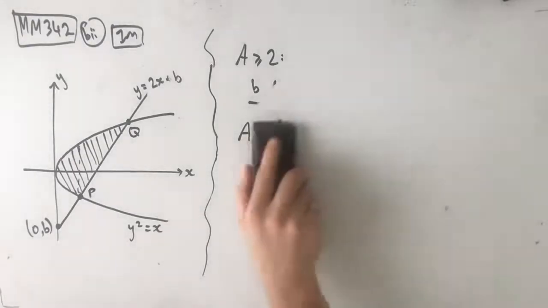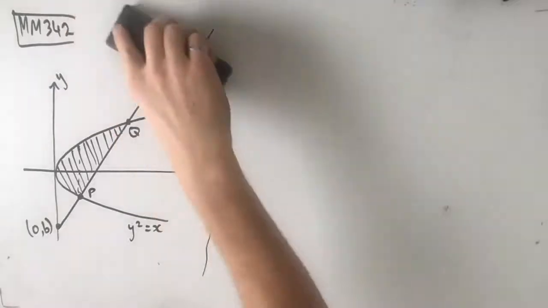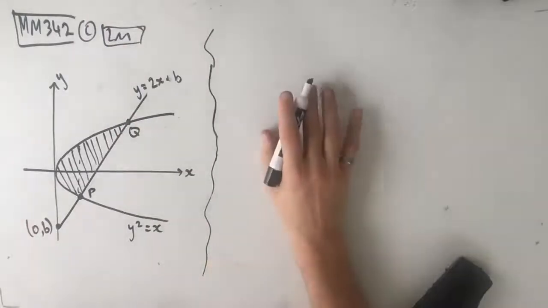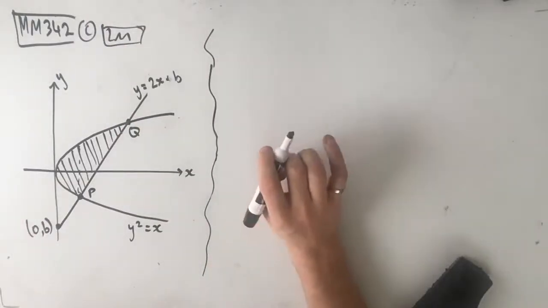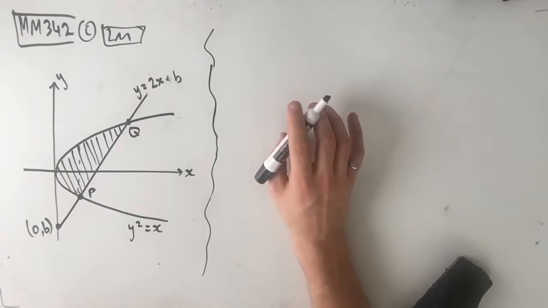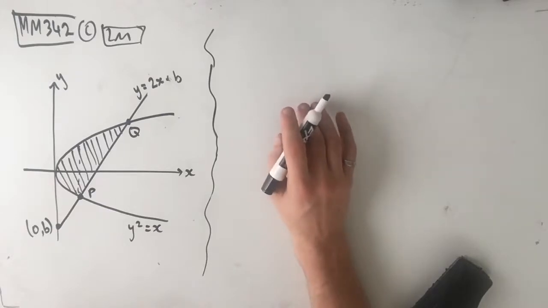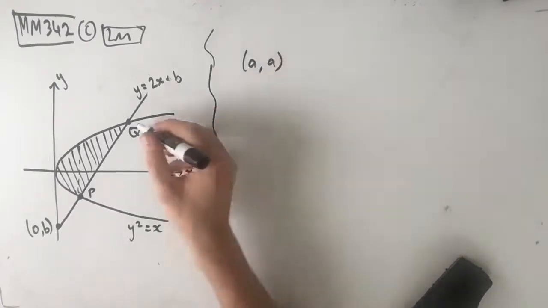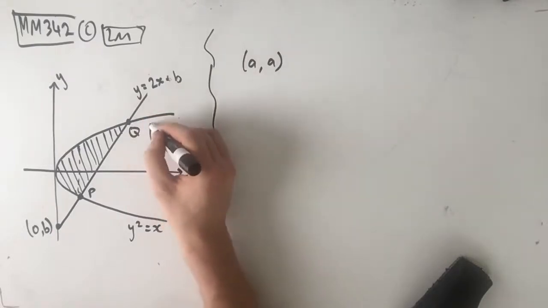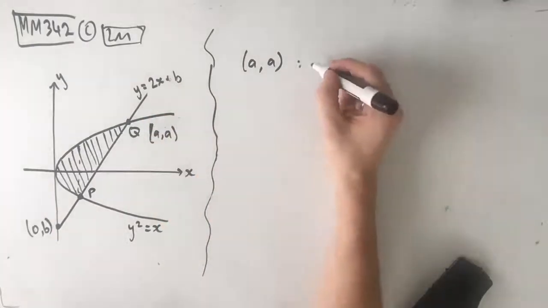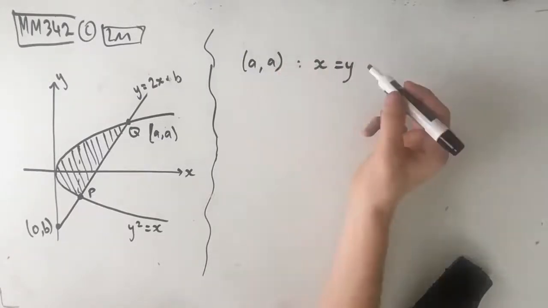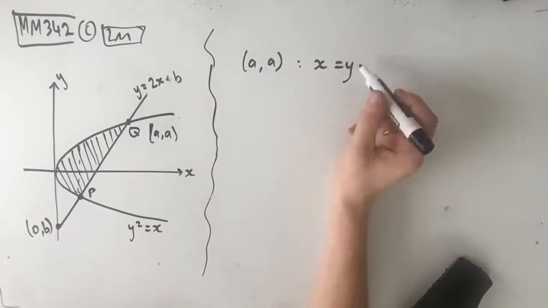Part C is a 2-mark question. It says a value for B is chosen such that Q lies on the point (A, A), where A is a positive real constant. Find this value of B and state the value of A. All right, awesome. So we know that Q is at (A, A) in this section, which means that our X value is the same as our Y value, right? Because if it's at (A, A), both of these are the same, which means that X equals Y, right? That makes sense.